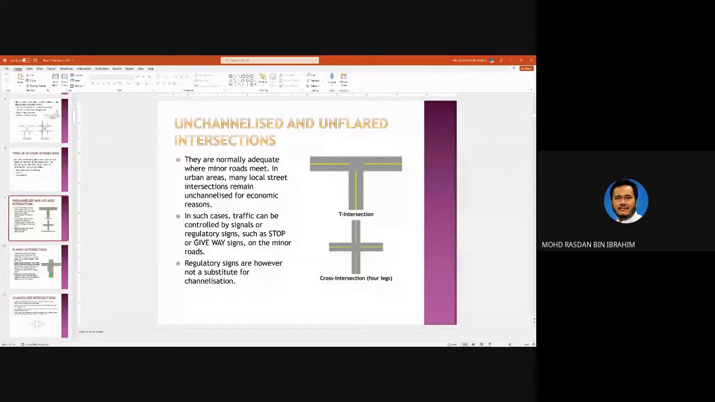Okay, if you don't have space for channelization, but you still need good control, then you need to upgrade to traffic signals. However, the warrant, if you recall from previous semester, you have an assignment on traffic light warrants. That warrant must be satisfied before you actually decide to install any junction with traffic light. Okay.